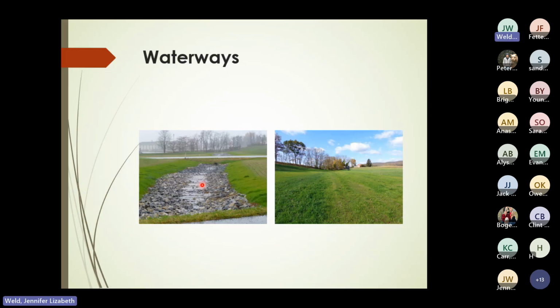This is another example of a rock-lined waterway on the left here. Sometimes rock-lined waterways need to be used if there's the expectation that there's going to be high velocity waters where the grass or vegetation can't be used to slow that water down to a non-erosive velocity. Rock-lined waterways may be used in those cases.